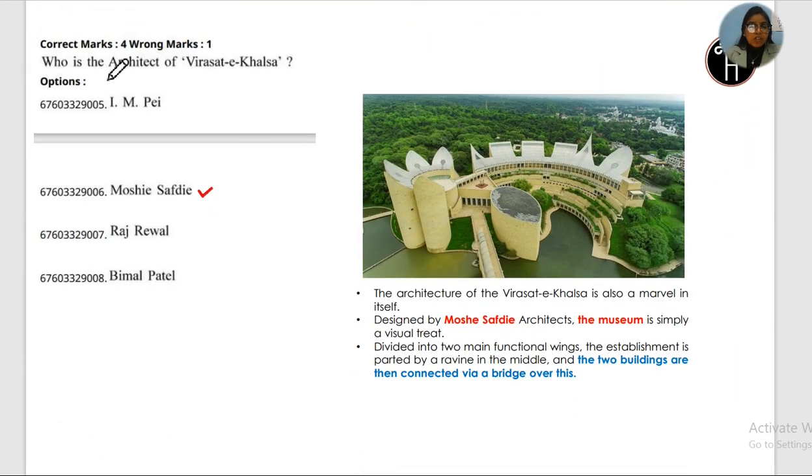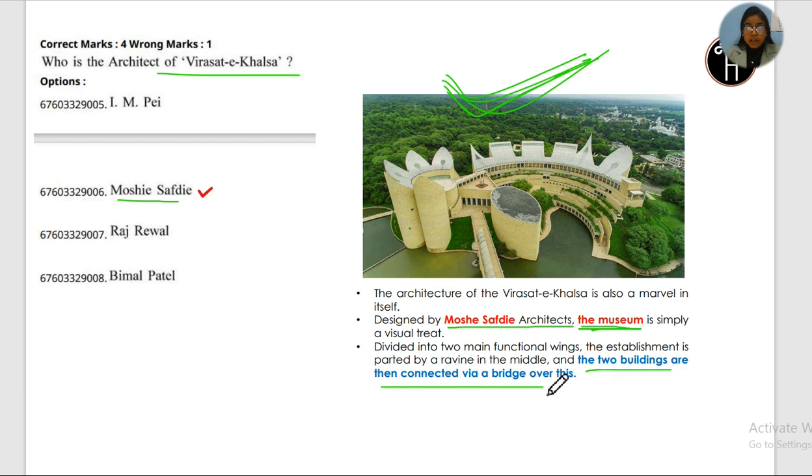Next question is asking who is the architect of Virasat-e-Khalsa. So Virasat-e-Khalsa's architect is Moshe Safdie. This is your picture of Virasat-e-Khalsa, and it is designed by Moshe Safdie architects, and this building is a museum. This is important. This is a museum building in which the two buildings are connected via a bridge over this. This might be the bridge structure in which the buildings are connected. So this building is known as Virasat-e-Khalsa, which has been designed by Moshe Safdie, and it has the function of a museum inside it.